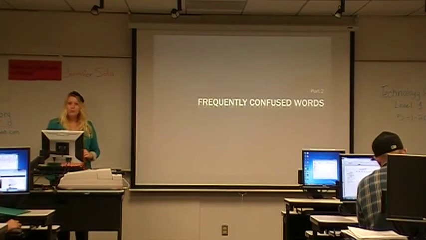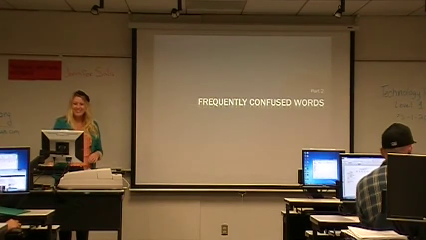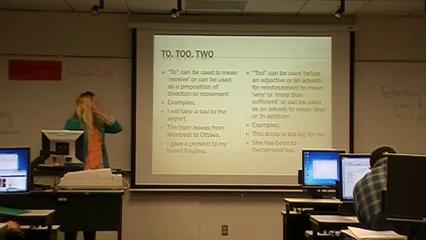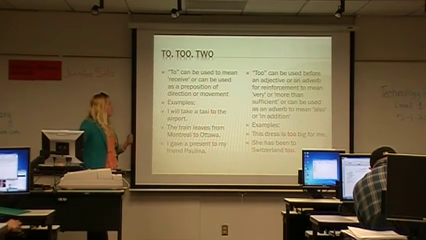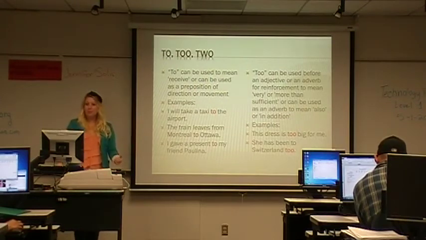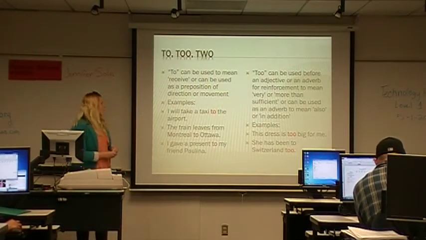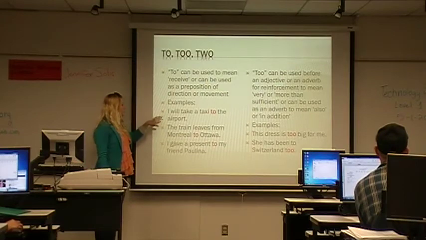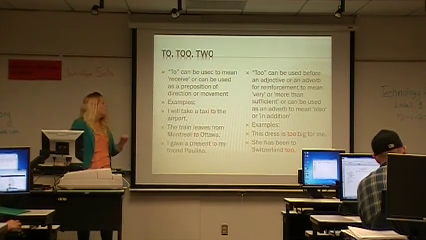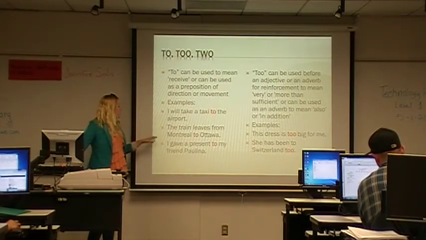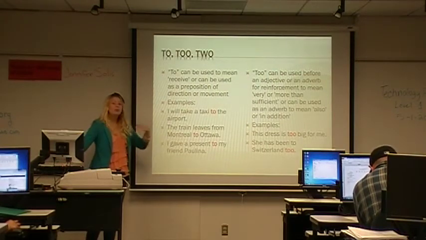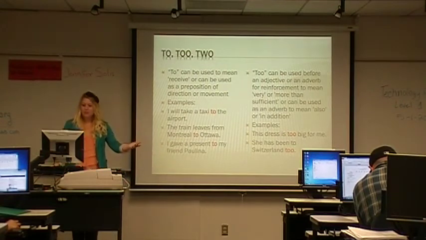All right, moving on to our frequently confused words. To, and too. So to with one O can be used to mean to receive, or it can be a preposition of direction or movement. I gave an example of each of them. I will take a taxi to the airport: movement. The train leaves from Montreal to Ottawa: direction. And I gave a present to my friend Paulina: receive.